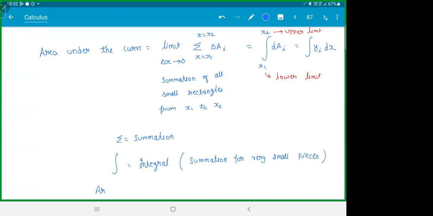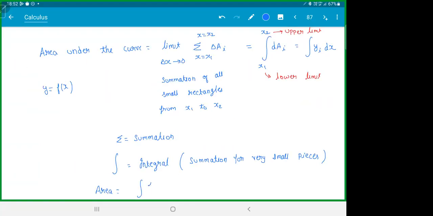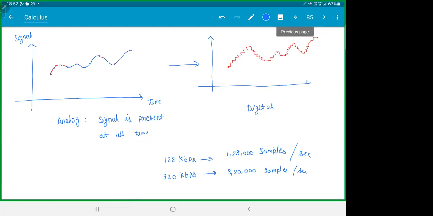So this formula becomes area is equal to integral, and we know for the function y is equal to f of x, the curve. If you take this curve y is equal to f of x, the formula actually becomes integral f of x dx. Limits will go from x1 to x2 or x initial to x final. So this actually gives you the area under the curve. Now how to calculate this? Let's see that. But I hope you understood what we're trying to do.